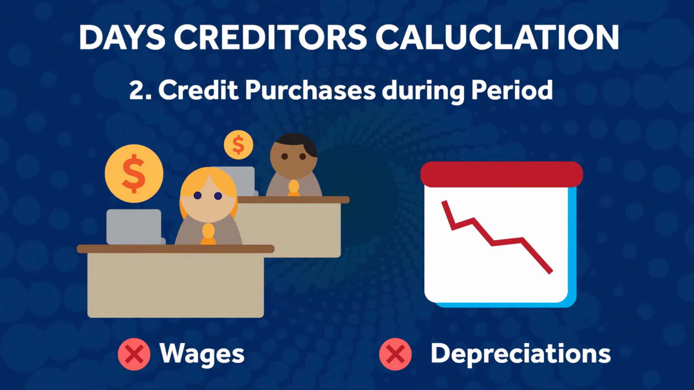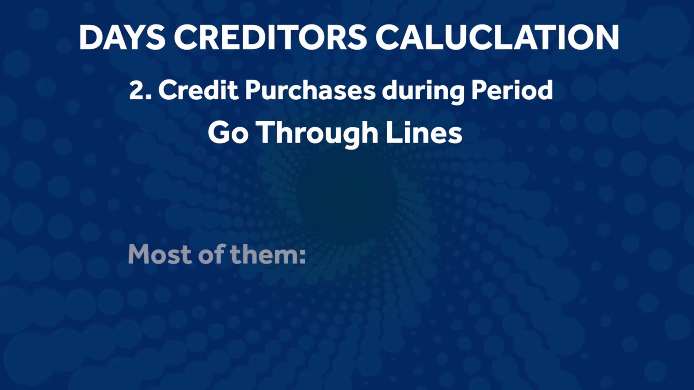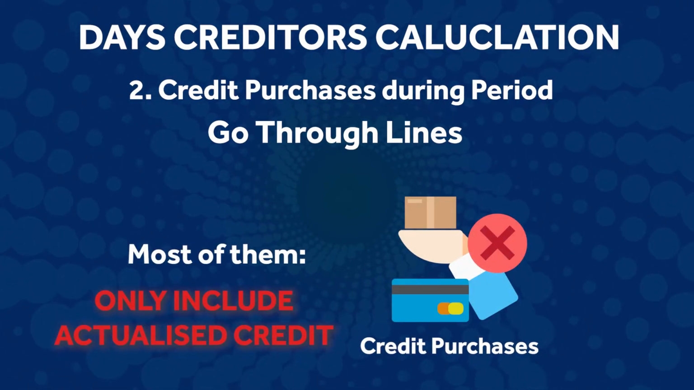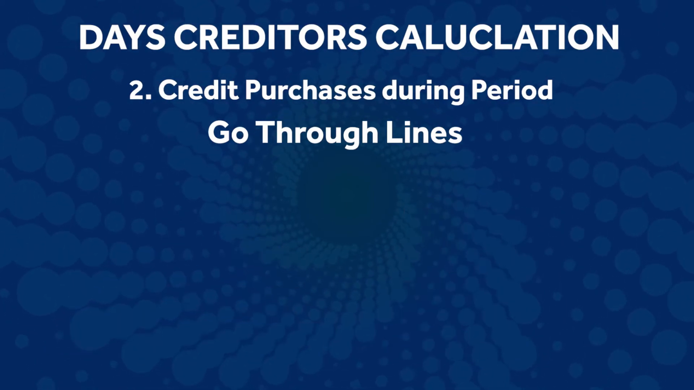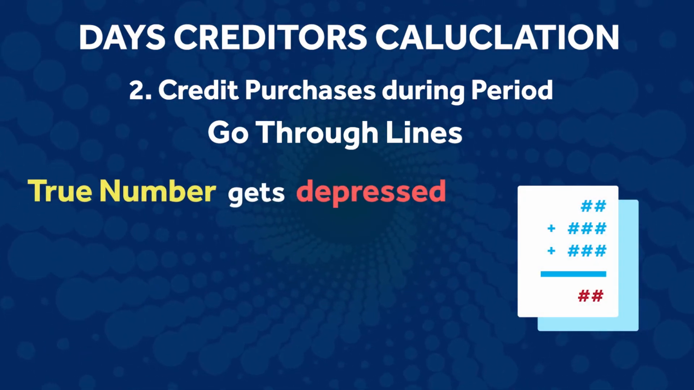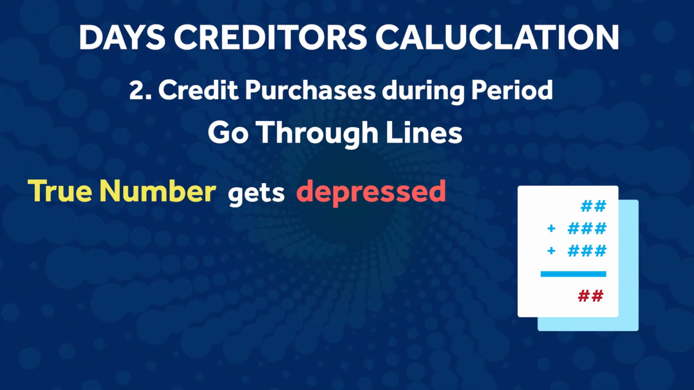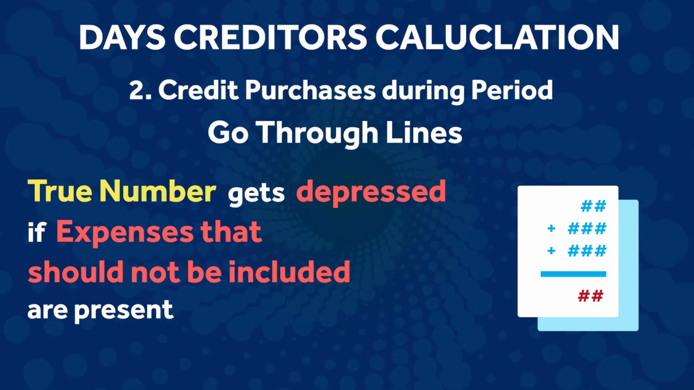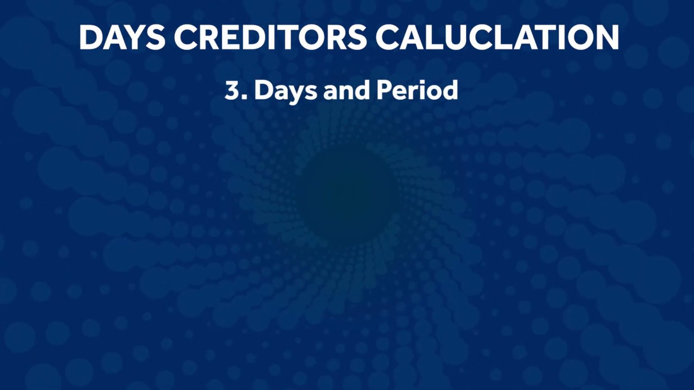So just go through the lines, and most line items would actually be credit purchases, but eliminate those from the calculations, because otherwise what will happen is you'll end up depressing what the actual true number is if you include expenses in there that shouldn't be included for calculation purposes. And lastly, the days in the period.